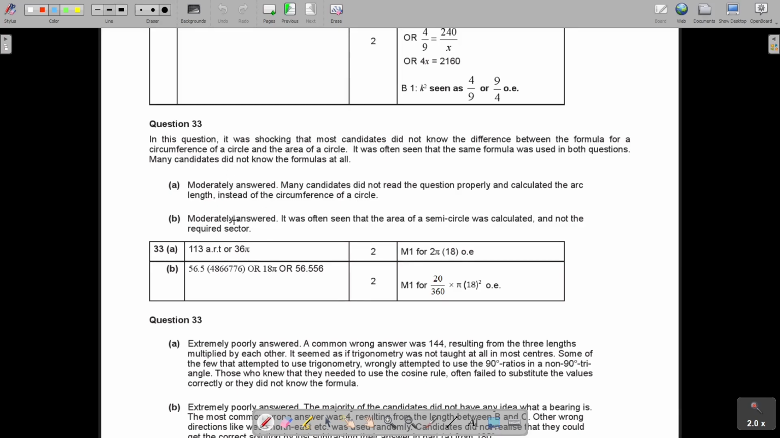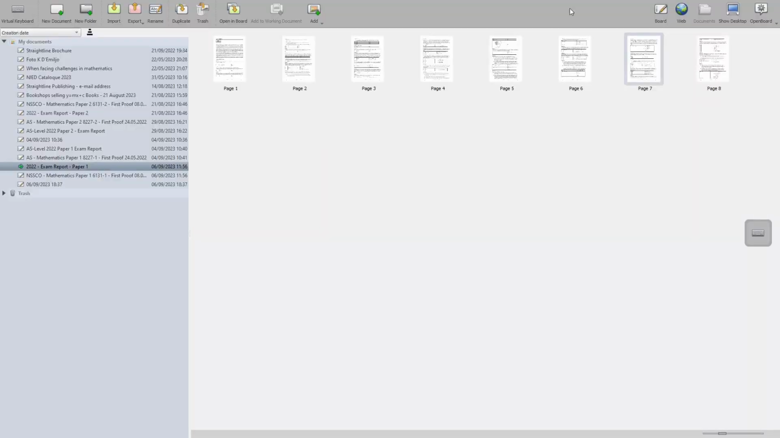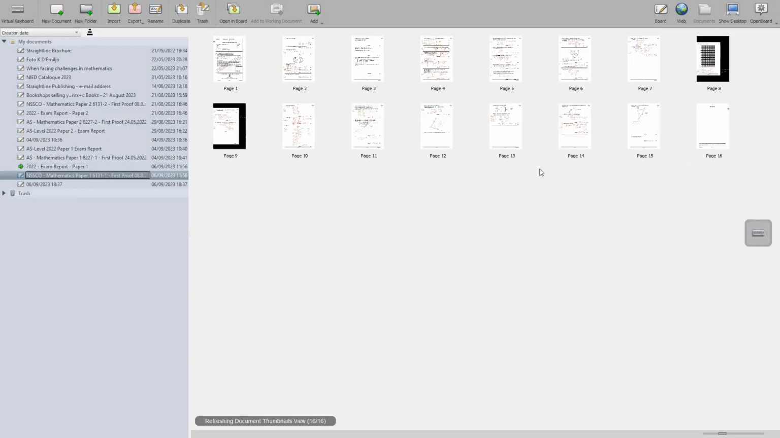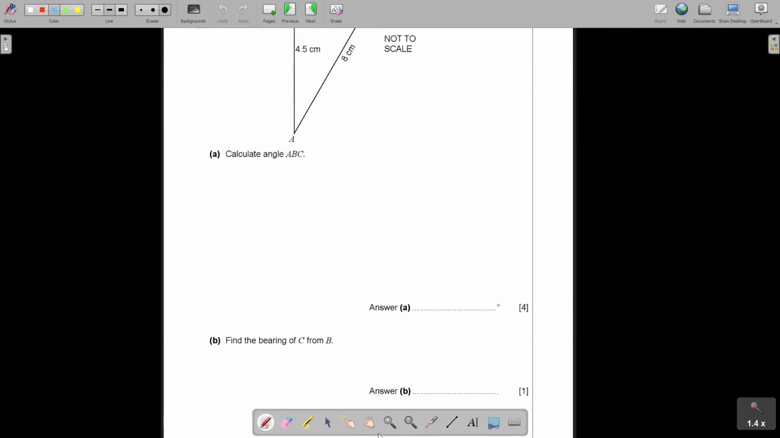And then the next question, moderately answered, it was often seen that the area of a semicircle was calculated and not the required sector. So it was 56.5, or 56.556 as we got, or 18 pi as I showed you. Okay, so let's go on, and I think this is going to be good news, because this is going to be the last question of the question paper. So let's do the last question.